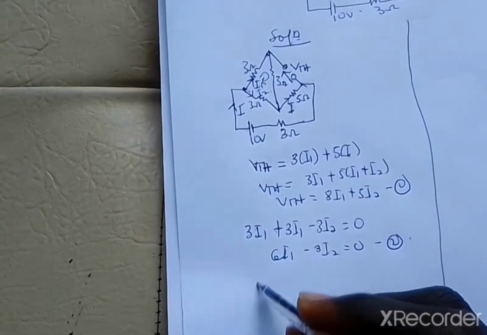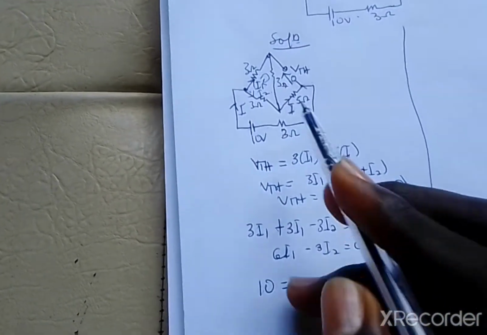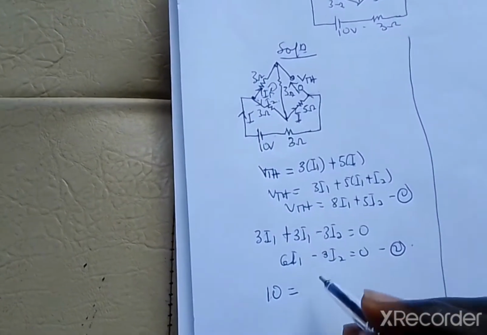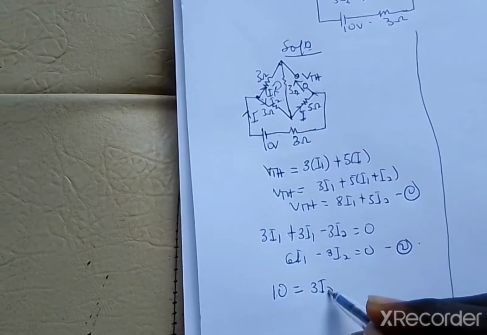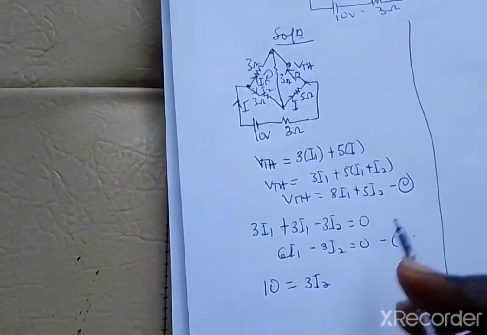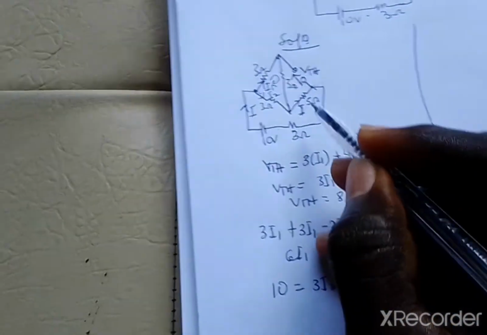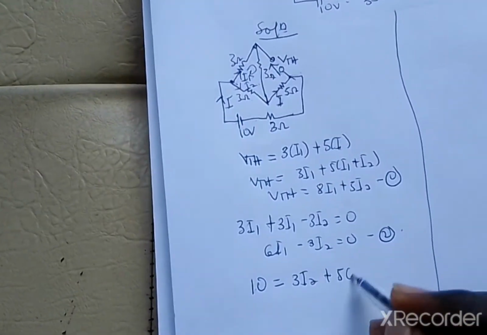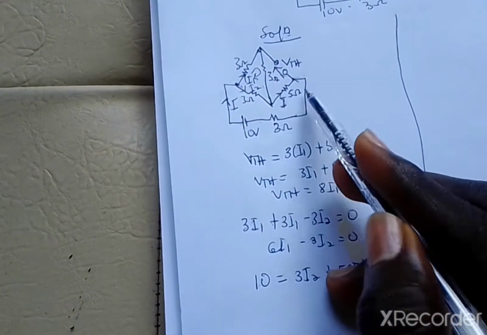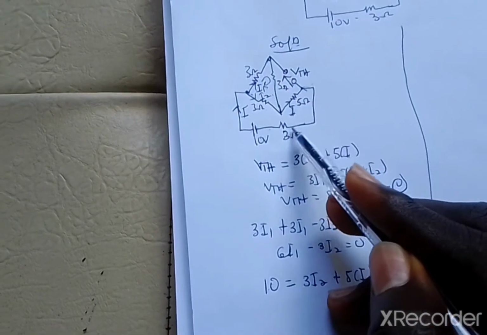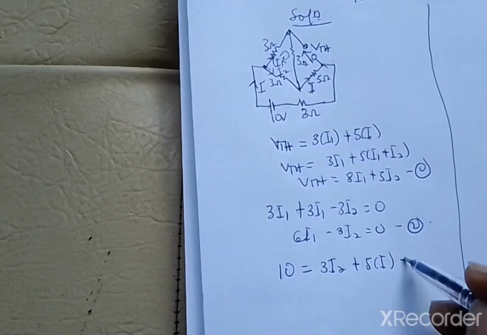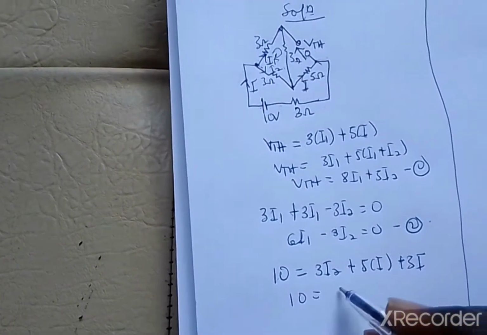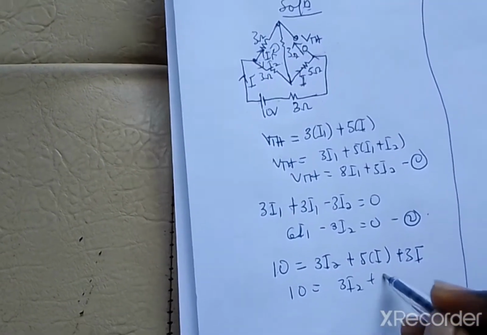I'm going to get 10, which is the source voltage, to be equal to the sum of the voltage drops. So one will be across this 3 ohm resistor, and the current through is I2. So plus 5 multiplied by I, because the current through is I. Then coming down, the same I will pass through this 3 ohm resistor. So we get plus 3I. So 10 will be equal to 3I2 plus 8I.